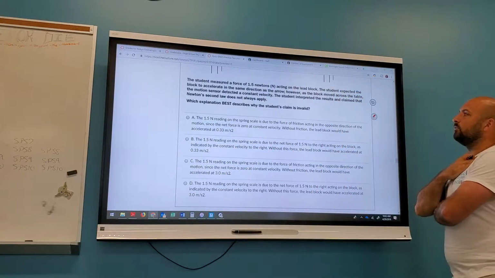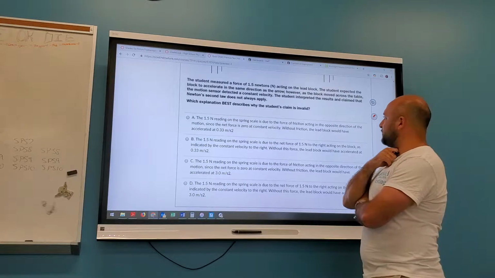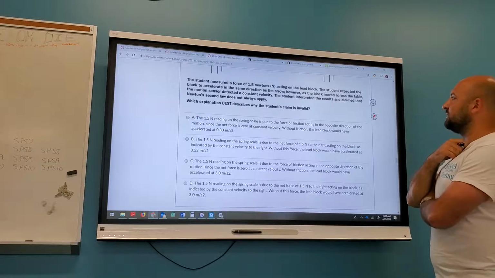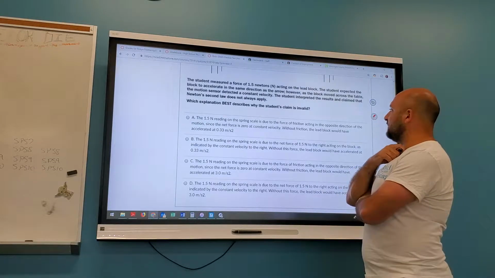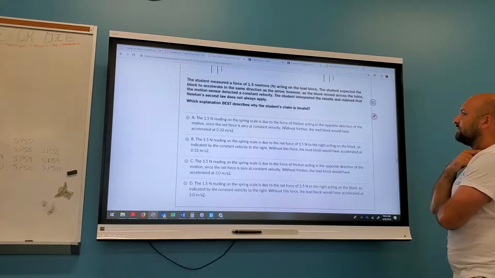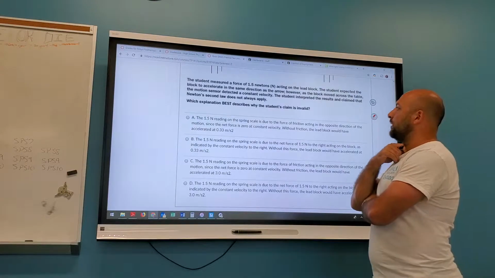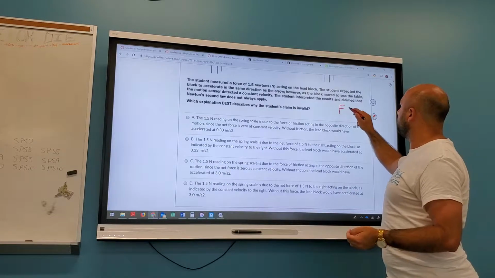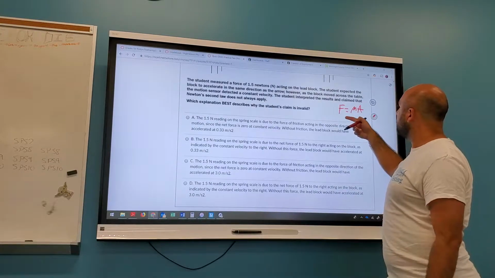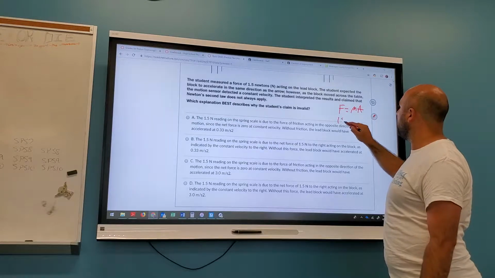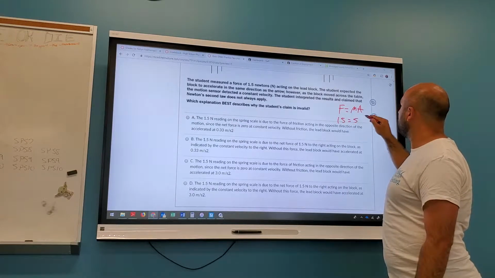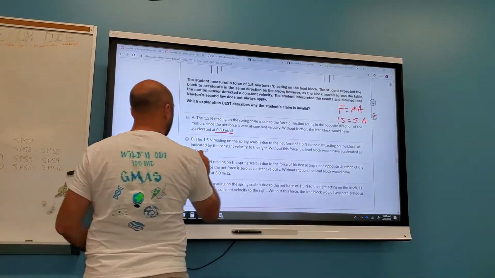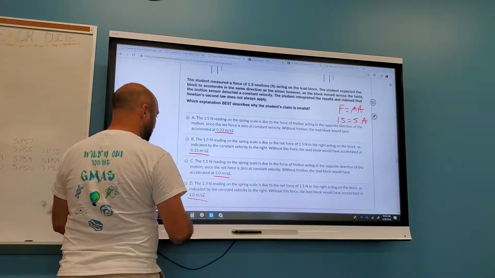The 1.5 Newton reading on the spring scale is due to the force of friction acting in the opposite direction to the motion. Since the net force is 0 at a constant velocity, without friction, the lead block would have accelerated at 0.33 meters per second squared. So this comes back to the equation we had written down, right? Force equals mass times acceleration. So what we have here is force of 1.5, a mass of 0.5, and acceleration here. Well, let's go ahead and solve for acceleration since it's giving me some acceleration numbers. And then maybe I can cancel out some of these problems.